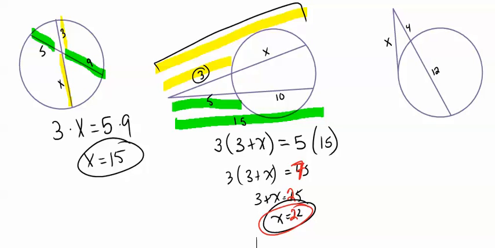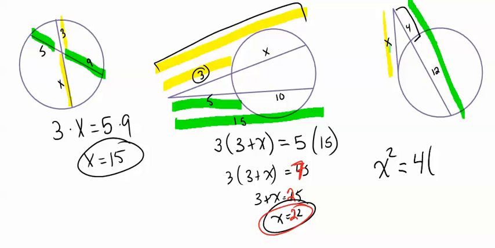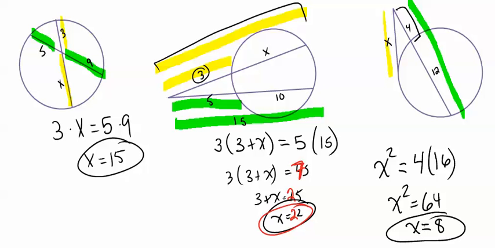And finally, tangent-secant theorem. The tangent-secant theorem states that you're going to take the tangent line and you'll square it, and that will equal this part of the secant line, which is 4, multiplied by the full length, which would be 16. So you get x squared equals 64. Take the square root, which would be plus or minus 8, but we just want the positive, therefore x would be 8.